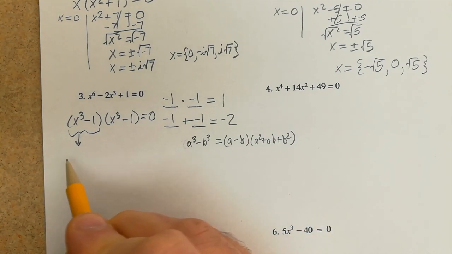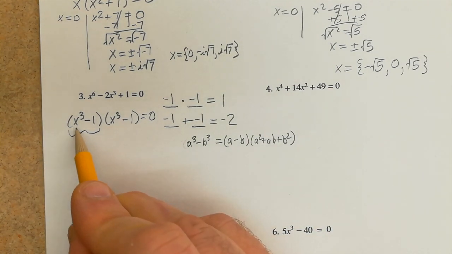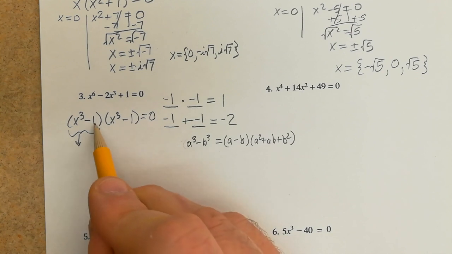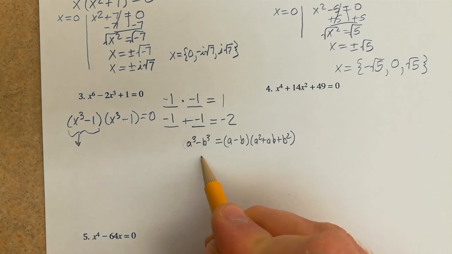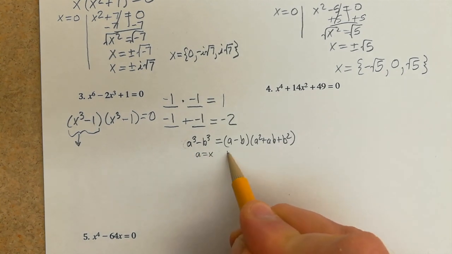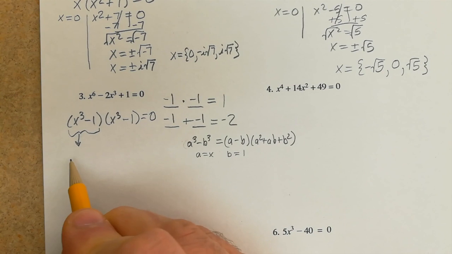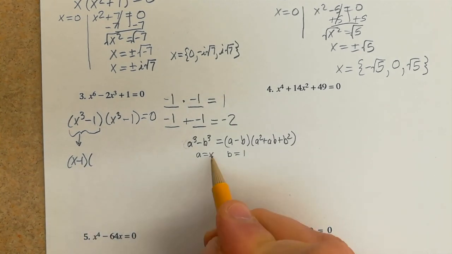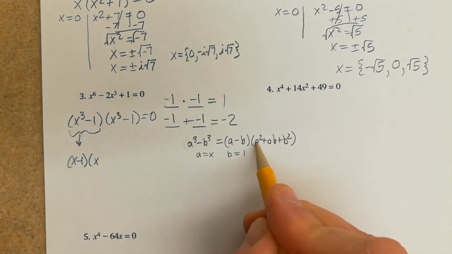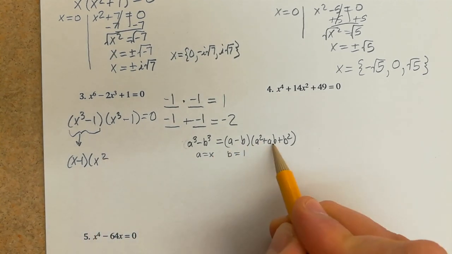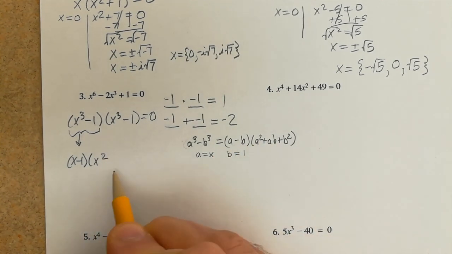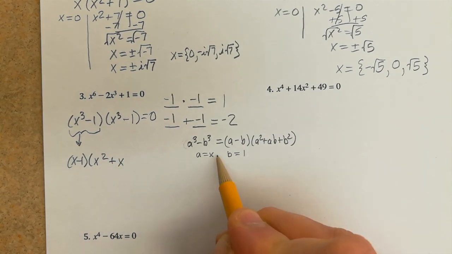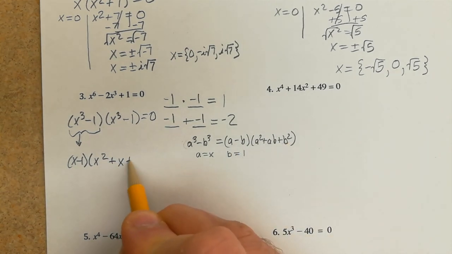Okay, and so in our case here, a is just going to be the cube root of x cubed, which is x, and the cube root of 1 is what b is going to be, and that's just 1. So in other words, a is x, b is 1. All right, so now we're going to end up with a minus b, so x minus 1. And then we're also going to have x squared, because we have a squared, x squared, plus ab, so x times 1 is just x. And then plus b squared would just be 1.